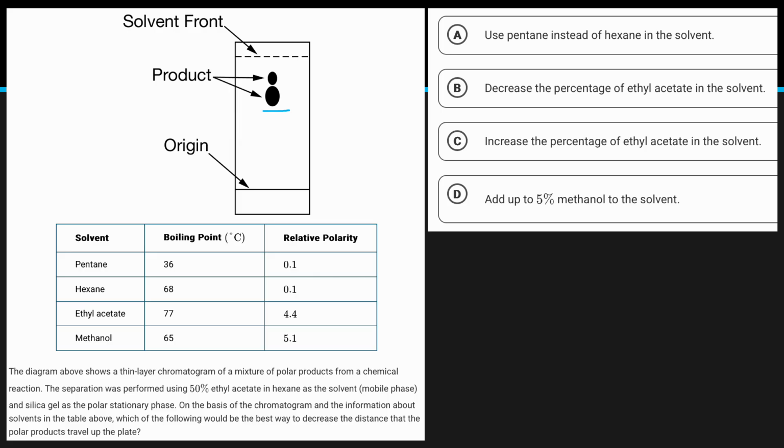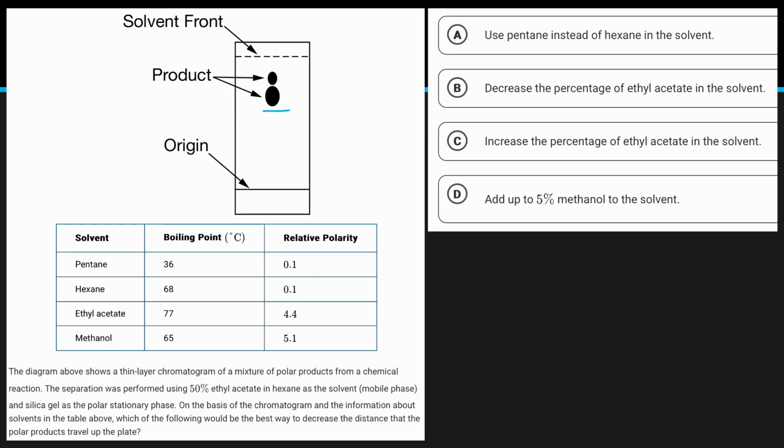So because our current mobile phase is 50% ethyl acetate, which is much more polar than hexane, our polar products are also going to travel with that ethyl acetate. To make the spots travel less, you need a less polar mobile phase so that the polar compounds stick to the silica more than the solvent.